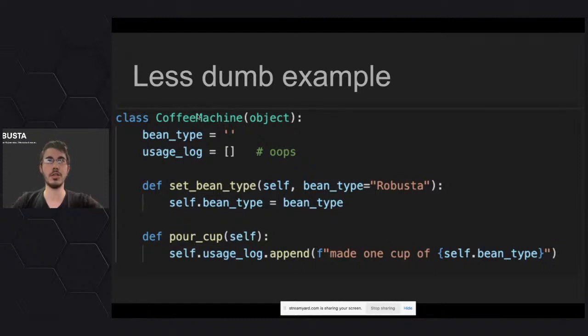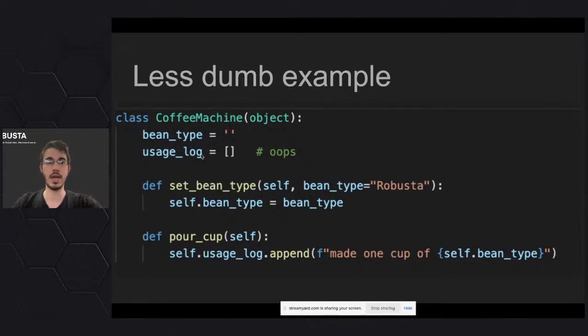There's a coffee cup here, coffee machine here, and it has 2 variables, bean type and usage log. And the way that I'm using this in my code is I'm creating a whole bunch of coffee machines, and I use them a bit, and then I delete them. So the way I intended to use these coffee machines is to allocate a coffee machine, use it for a bit, and then delete it.